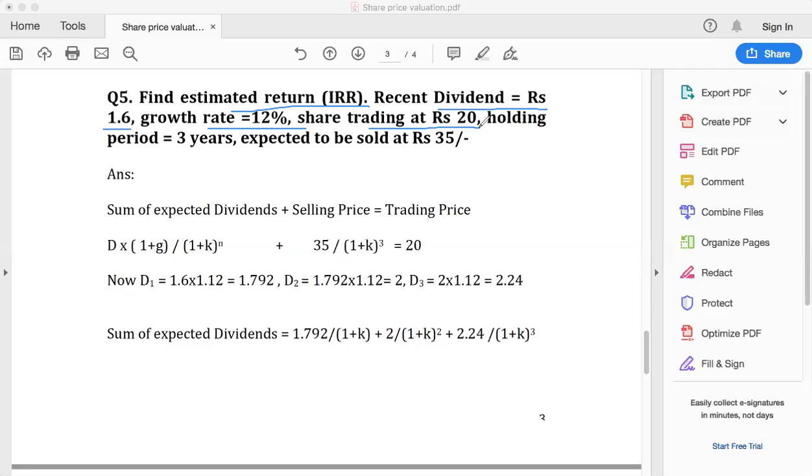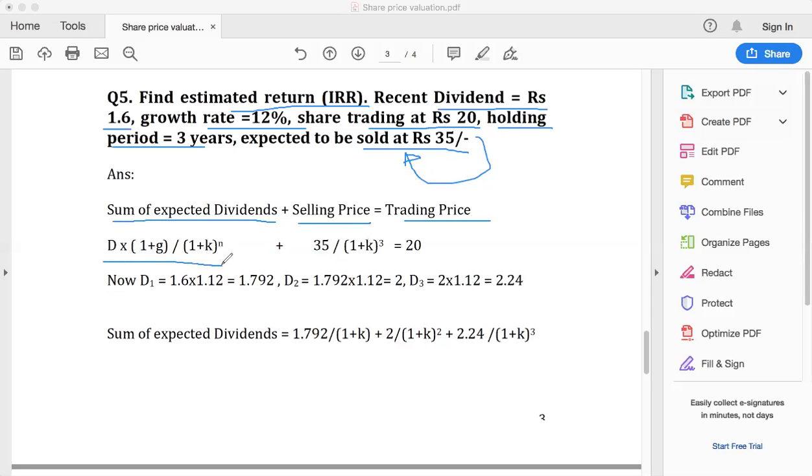So this is a fair value of present day, and we want to hold this share for 3 years, and we want to sell it for, say, 35 rupees. So what should be the market discount rate with which I can sell my stock for, say, 35 rupees? So again, like any other IRR problem, you solve it in reverse. So what you have to do is that the sum of expected dividends plus the selling price should be equal to the present selling price, or the trading price of this particular stock.